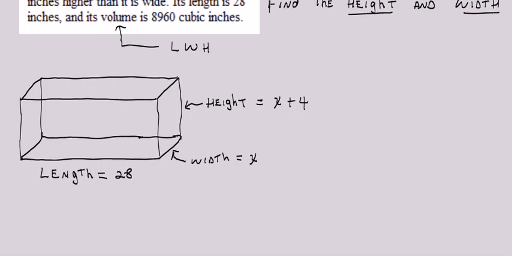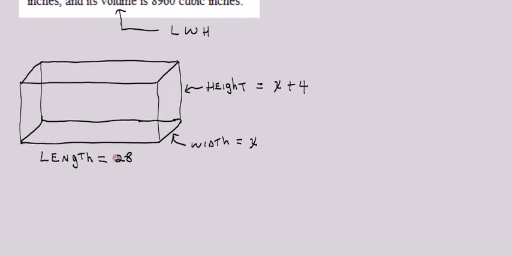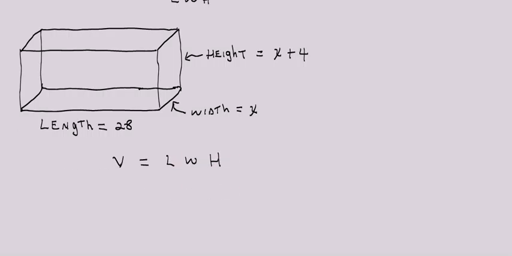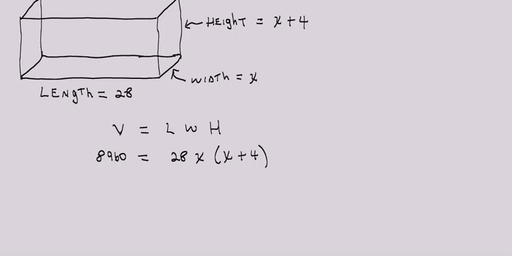So now we have variables for the unknowns, and we have actual numbers for the length and the volume. So when we plug these things into the formula, volume is equal to length times width times height, we'll have an equation. The volume, 8960, is equal to the length, which was 28, times the width, which we said was x, times the height, which is x plus 4.